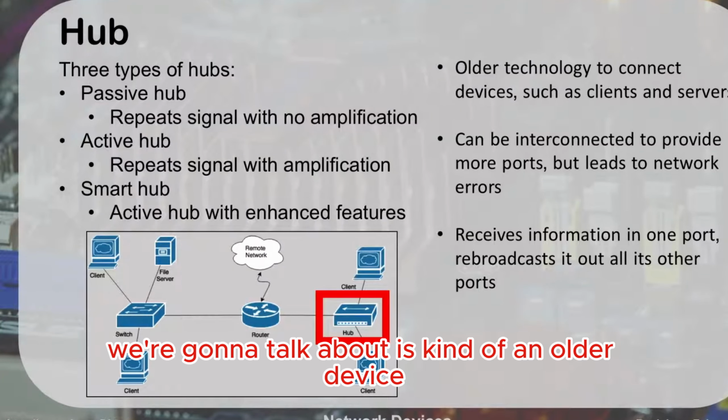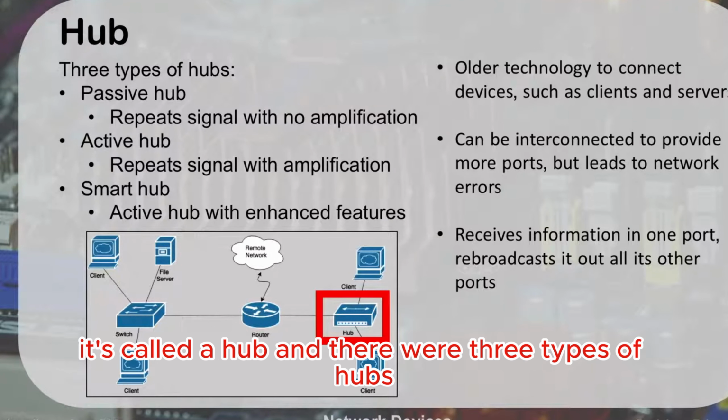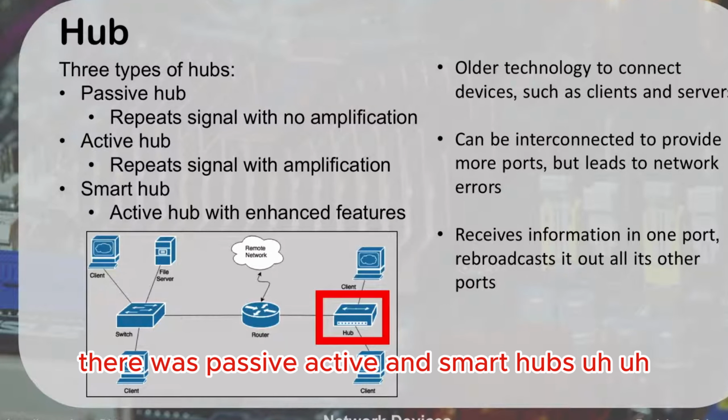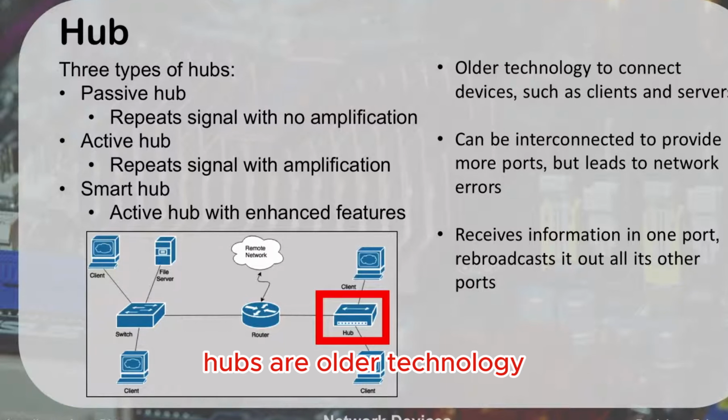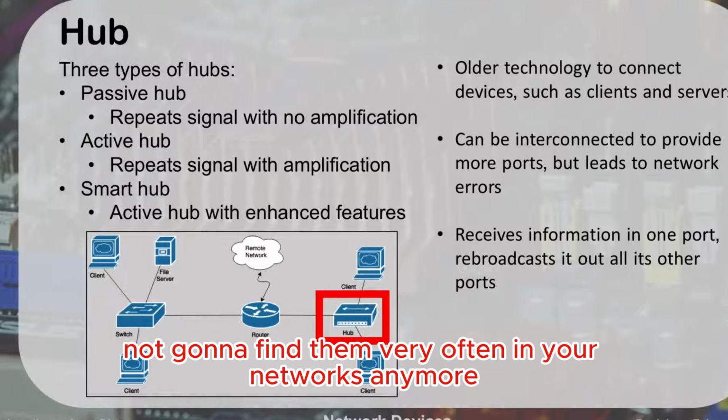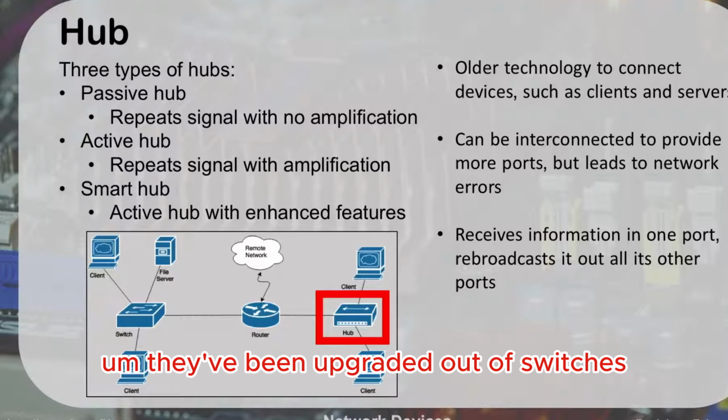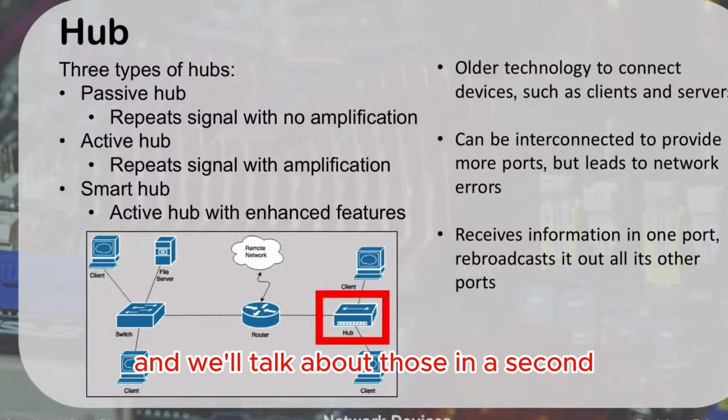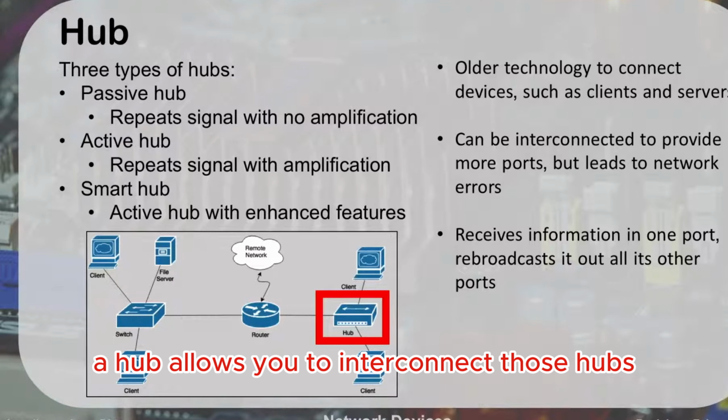So the first one we're going to talk about is kind of an older device. It's called a hub. And there were three types of hubs: passive, active, and smart hubs. Hubs are older technology, and you're not going to find them very often in your networks anymore. They've been upgraded now to switches, and we'll talk about those in a second. But essentially, a hub allows you to interconnect.